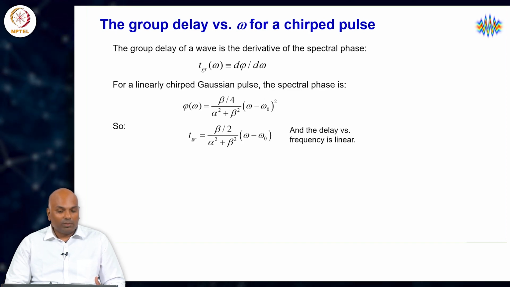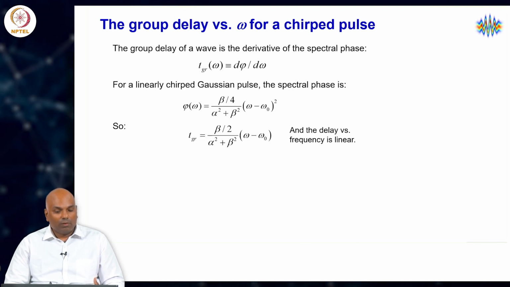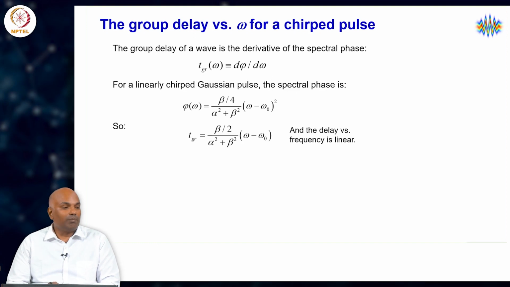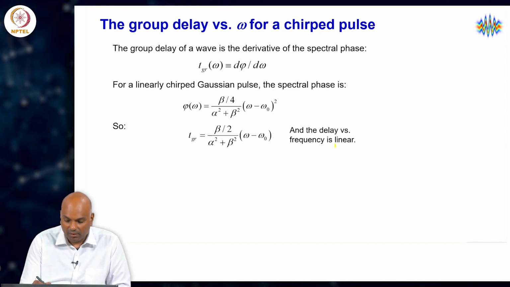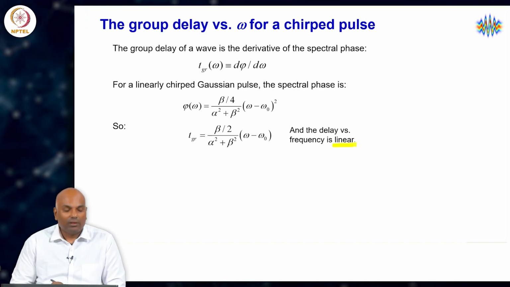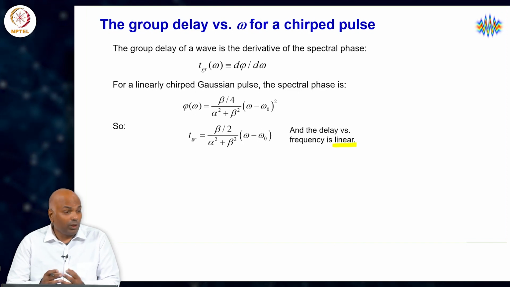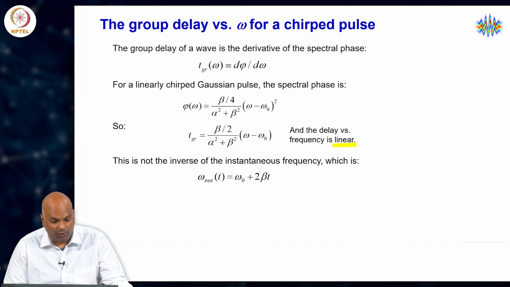For a linearly chirped pulse, the instantaneous frequency was linear in time, and for the same linearly chirped pulse, we are now making the point that the group delay is linear in the frequency domain. Linear here is linear there. So, very nice analogy for a Gaussian pulse. Let us be also conscious of that, because that is what we Fourier transform.